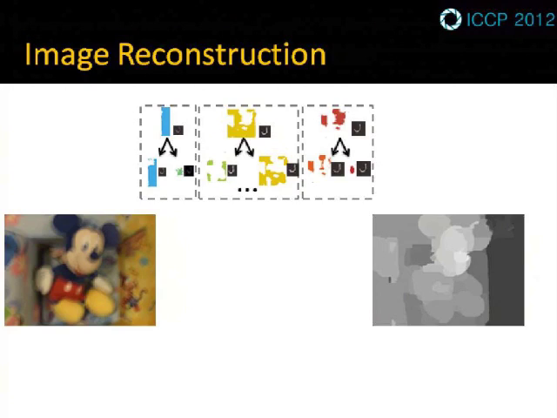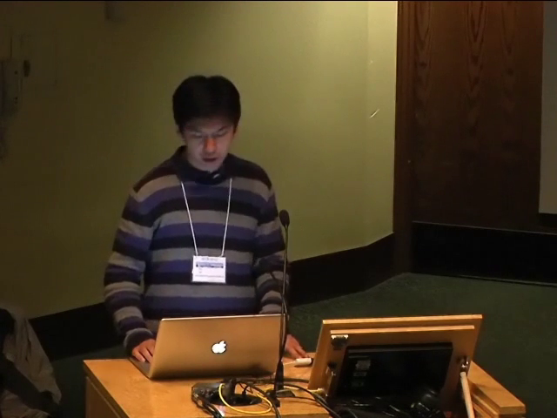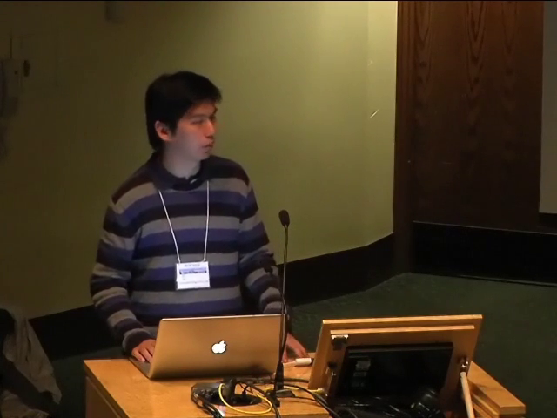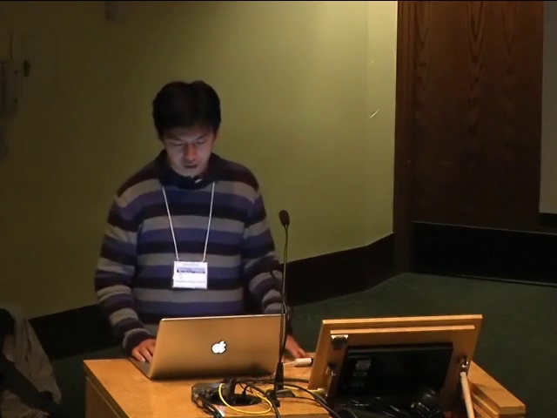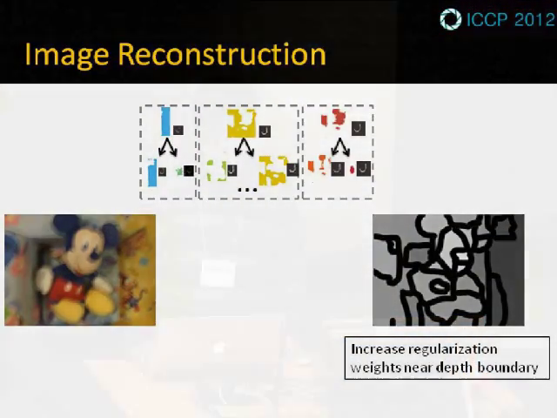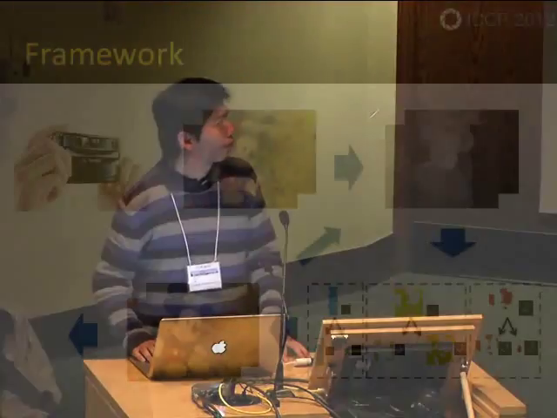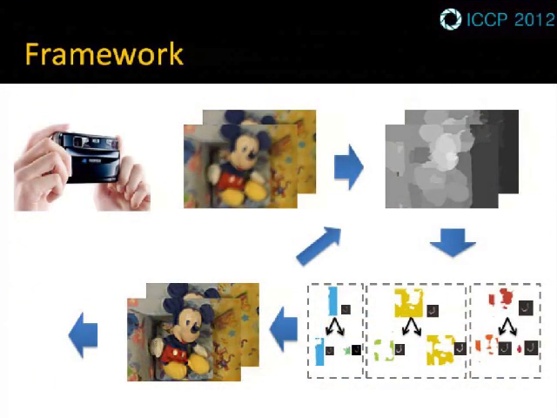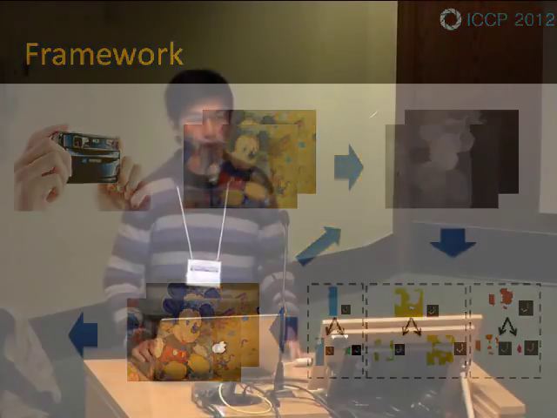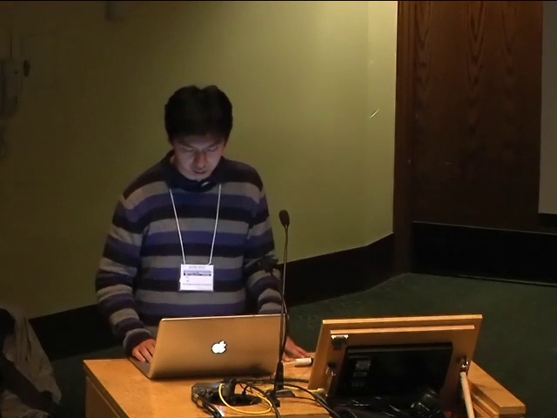At this stage, we have the PSFs and the depth maps. We need to reconstruct a clear image. However, the pixels near the depth discontinuities might not comply with the convolution model, so there might be some ringing artifacts. So we increase the regularization weights near these depth boundaries. Using this depth map and the PSFs, we can reconstruct the final clear image. Our framework is an iterative one, and after we obtain the clear image, we can feed it into the depth estimator to refine the whole result. We repeat this step twice.